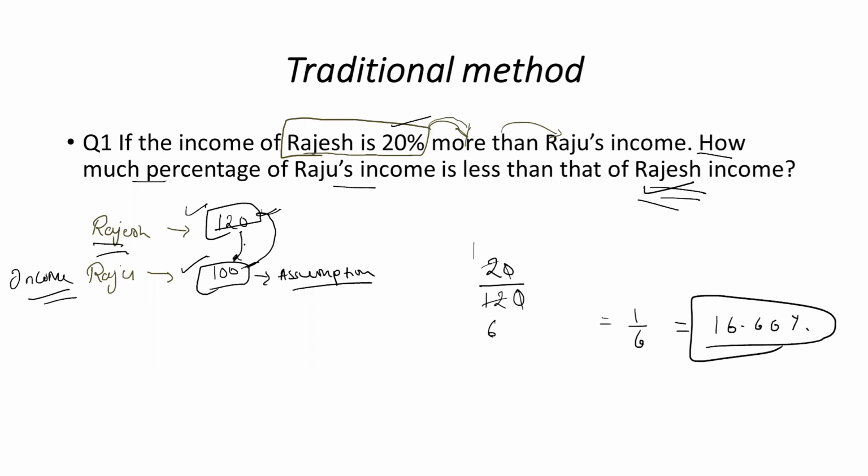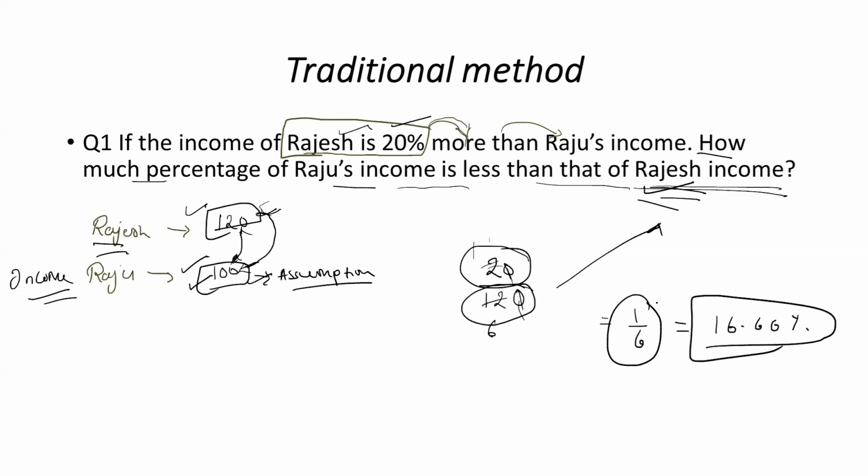What we have to do first is assume the income of Raju, that is 100. In the question it is told that Rajesh's income is 20% more than Raju's income, so if Raju's income is 100, then Rajesh's income automatically becomes 120. Then they have asked how much percent Raju's income is less than Rajesh's income. The difference between 120 and 100 is 20, and we have to take the reference value as Rajesh's income. So 20 divided by 120: 2 ones are 2, 2 sixes are 12. So you got the fraction value of 1 by 6, that is 16.66%. Clear?